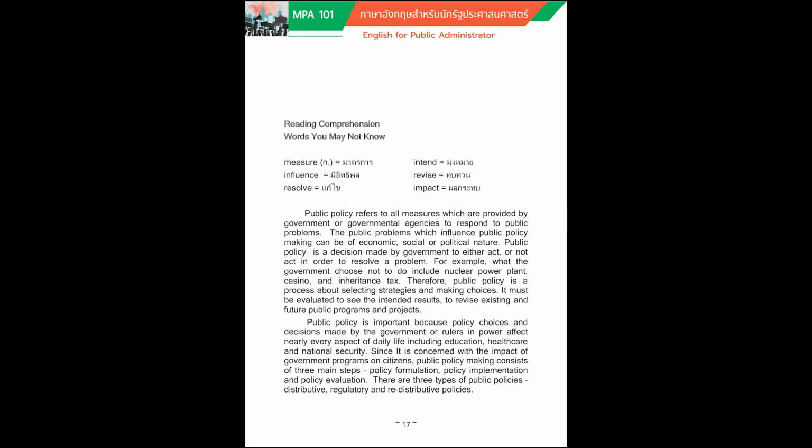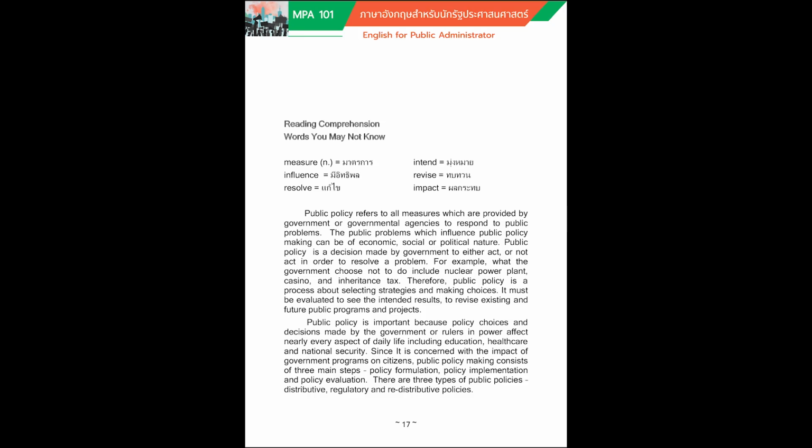Public policy is important because policy choices and decisions made by the government or rulers in power affect nearly every aspect of our daily life. So it affects everybody, including education, healthcare, and national security. You have to be careful with national security. Since it is concerned with the impact of government programs on citizens, the government needs to take care of the people.